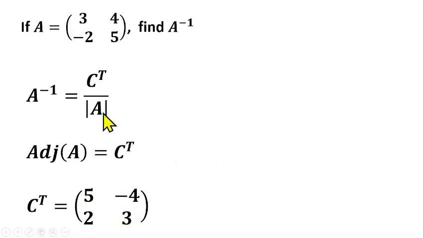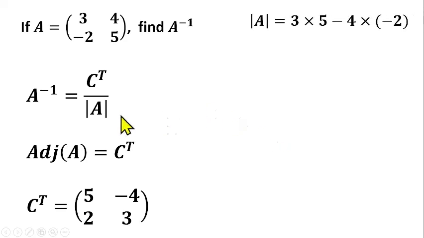Then let's find the determinant of A. So we know that the determinant of A is that you need to cross multiply and you subtract. So this 3 times 5 will give us this, minus 4 times -2, which is this, and that will give us 15 plus 8, because -4 times -2 gives us a +8, and that gives us 23.